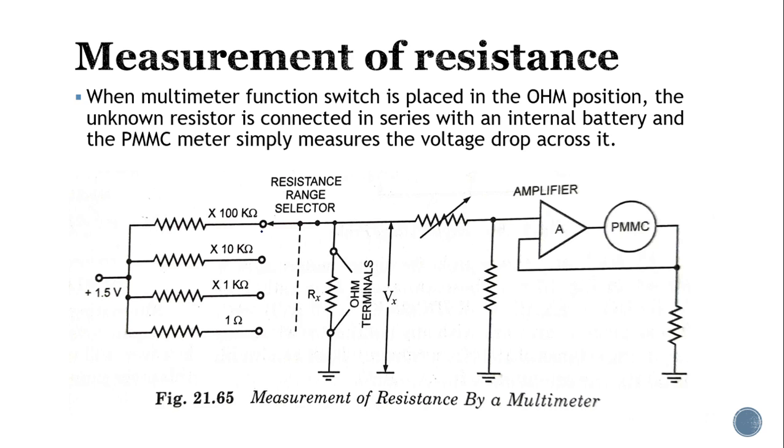What is going to happen? When you apply a voltage, the voltage will get divided among the two resistors, and this potential drop will be sent to the amplifier, and correspondingly the PMMC will give you the reading of the voltage across the resistor Rx. This voltage Vx will be proportional to Rx. So according to the value of the voltage drop, you can find out the value of the resistance. It's quite simple, right? According to the voltage drop present across the unknown resistance, you can find out the value of the resistance.